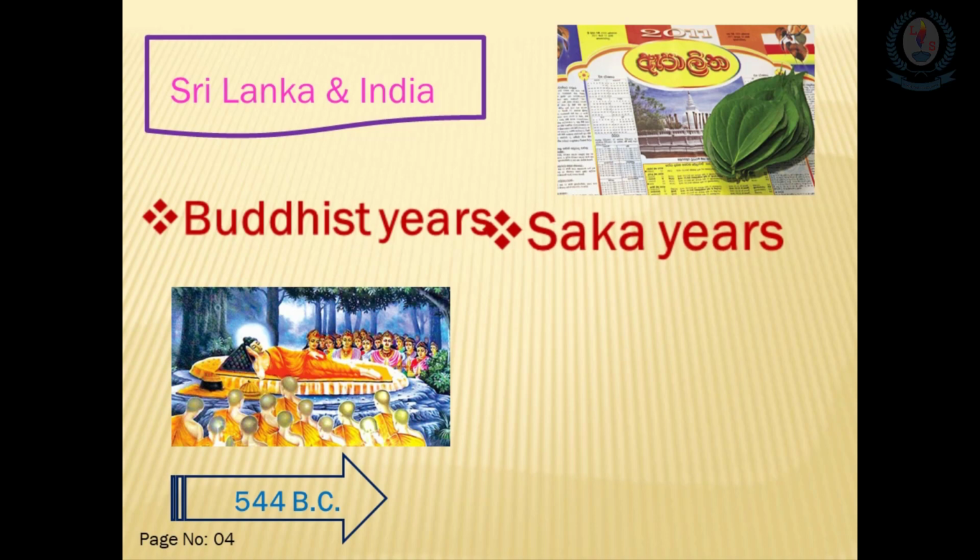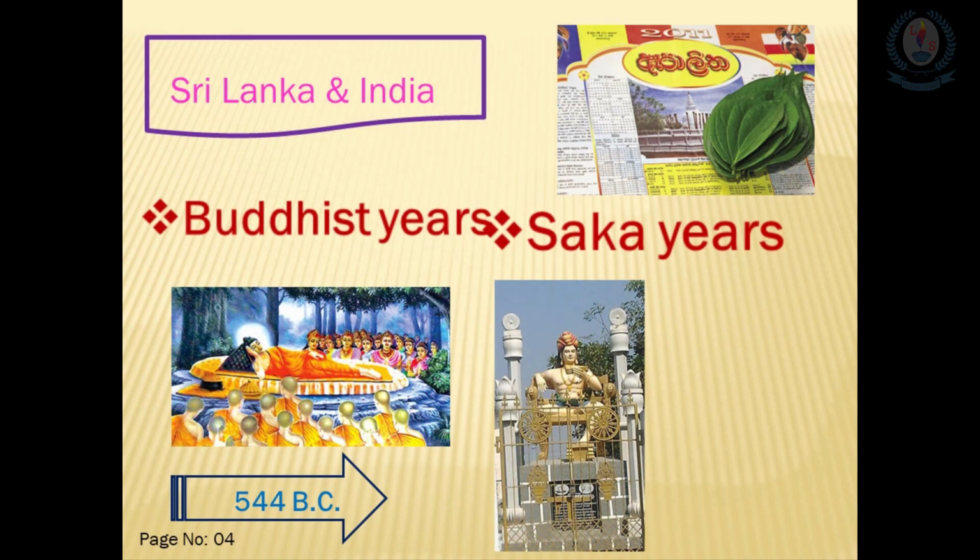Saka years. This system is a calendar of Hindus. Do you know who started this system? This system was started by the king Gautamiputra Satakarni. He ruled western India and he started this system in memory of the victory gained over the areas of the Saka people. It happened in 78 AD. What are these two methods? Buddhist years and Saka years. Who used those? Sri Lankans and Indians.